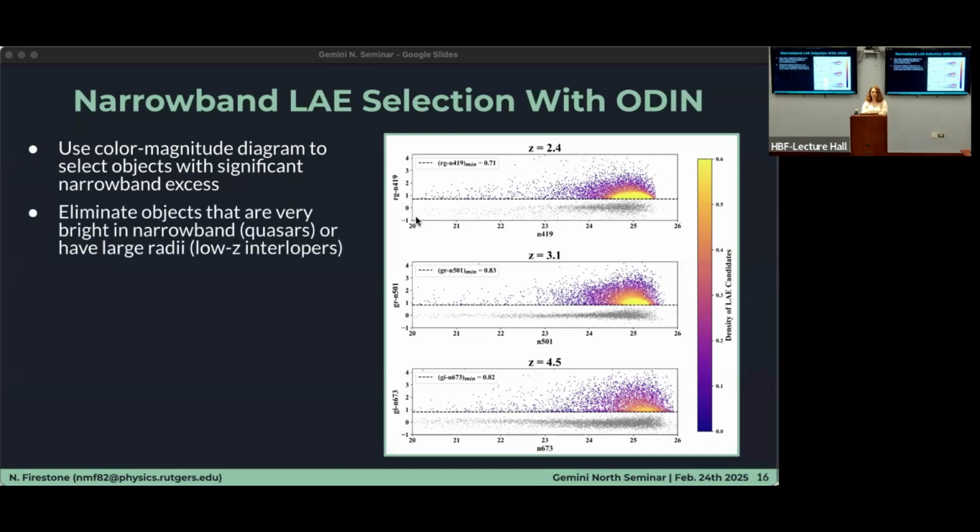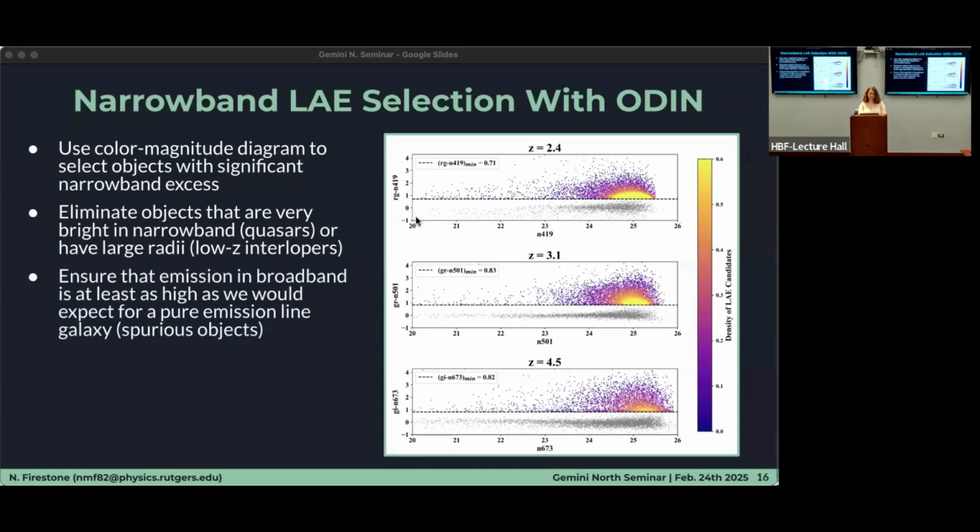We then eliminate any objects that are very bright in the narrowband, since these tend to be quasars. And we also eliminate any objects that have very large radii, because these tend to be low redshift interlopers. After that, we ensure that the emission in the broadband is at least as high as we would expect if our galaxy had a pure emission line. So if there was only an emission line, does that make sense with the amount of brightness that we see in the broadband that's getting contribution from the emission line? And this is a really key technique because it helps us to eliminate any spurious objects in the narrowband images.